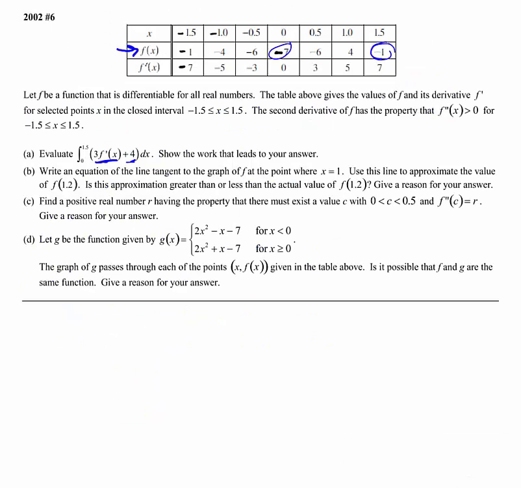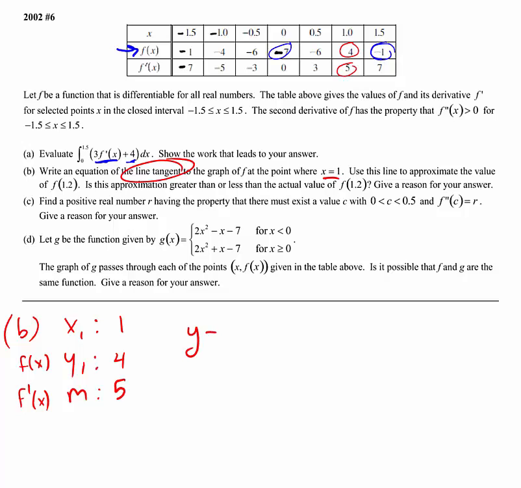All right, part B is a tangent line question. As soon as we see tangent line, we think x1, y1, and m. It tells us to use x equals 1. So for y1, this is f of x, right? So we look at f of 1, and that gives us 4. Then for m, this is f prime of x, so f prime of 1 is 5. So this gives us the equation y minus 4 equals 5 times x minus 1.